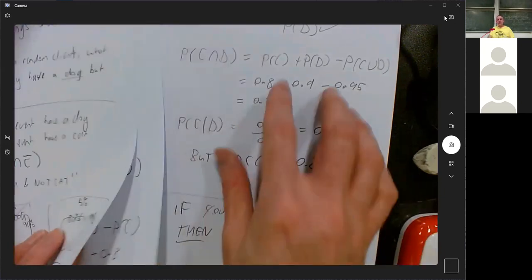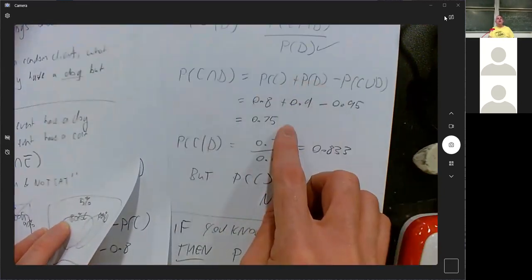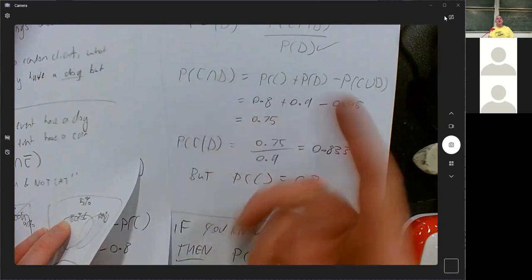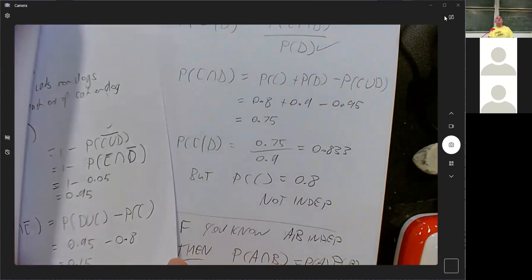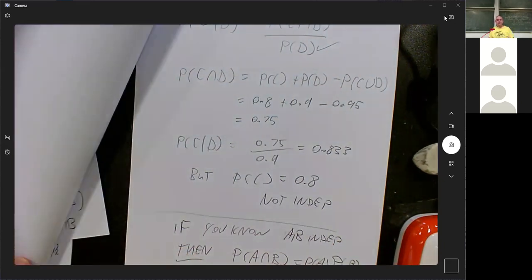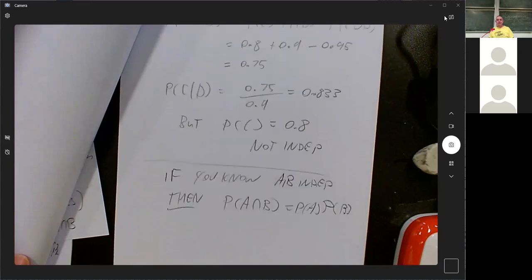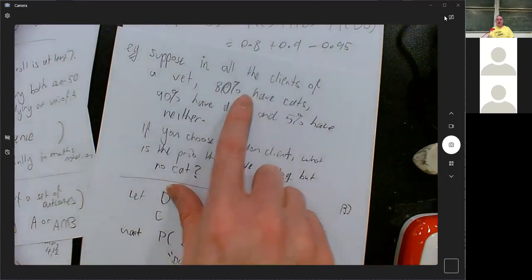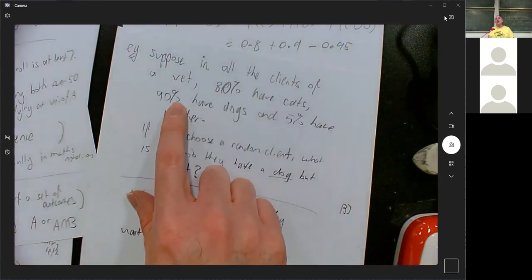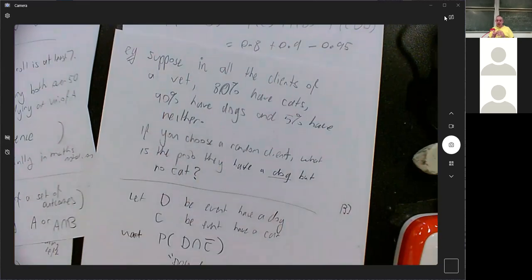So I have just discovered here, this would have been the best calculation to do earlier. To get our C intersection D and take that off of the D, that would have worked as well as our calculation of C without D, D without C. So if they had said, supposing all the clients of about 80% have cats and 90% have dogs, and having a dog is independent of having a cat, then we could have multiplied them, but we couldn't otherwise. And if you don't know in advance, you can't, it just doesn't work.